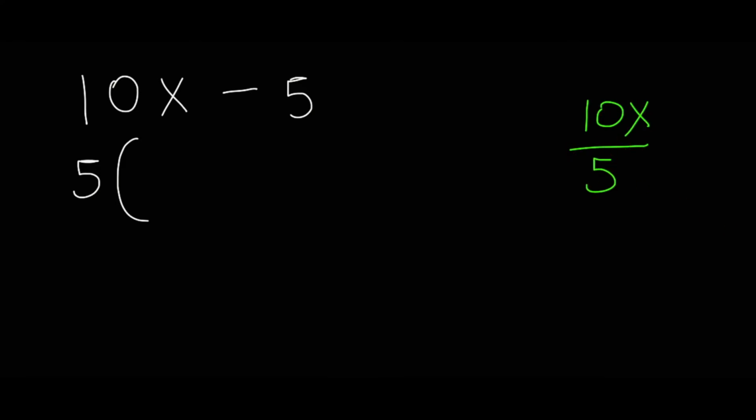Let's say you have 10x minus 5. The first thing we want is the highest common factor. The highest common factor between 10 and 5, you can see is 5. So we take 5 as our highest common factor and then open a bracket. From there we say 10x divided by 5, and 10 divided by 5 is 2. So this is 2x, and then from there we say minus 5 divided by 5, and minus 5 divided by 5 gives us minus 1. So this is our final answer.